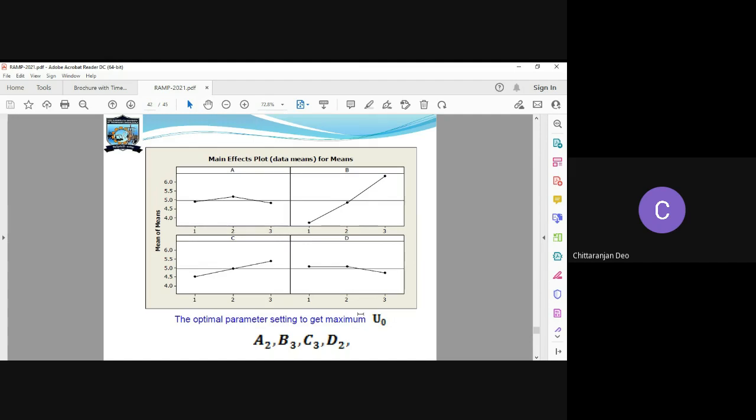So that means an applied voltage of 16 volt, feed rate of 10 mm per minute, electrolyte concentration of 30 gram per liter, and reinforcement of boron carbide at 5%. In that case, we are getting the optimal value, meaning we are getting better responses: better MRR, a highly finished surface, and less radius of overcut.